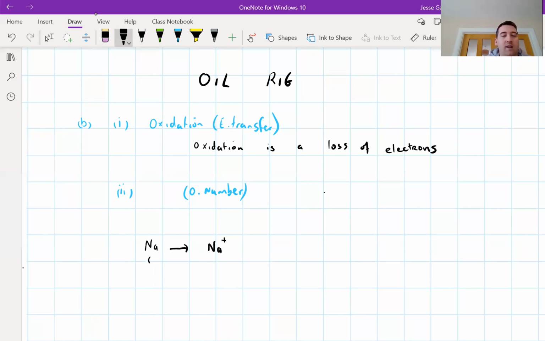Okay, so hopefully you've seen that an element uncombined has an oxidation number of 0. And when it loses electrons, it becomes +1 in its oxidation number. So oxidation in terms of oxidation number, oxidation is an increase in oxidation number. Okay, so here we've lost an electron, so it's oxidation, and the oxidation number has gone up. So that's what happens when we oxidize things. All right, so that is the first part.